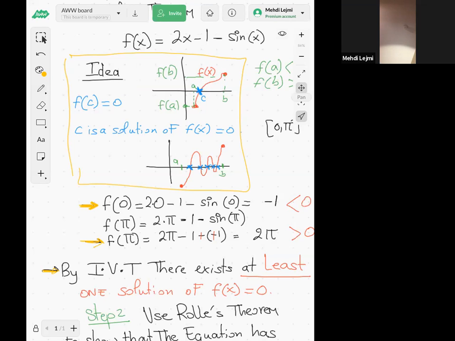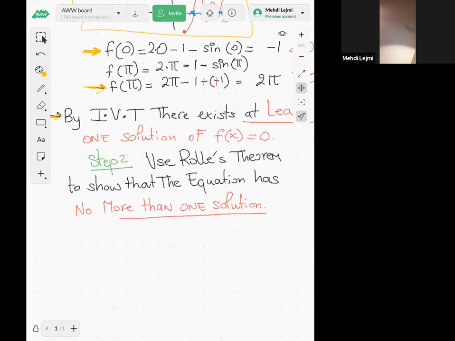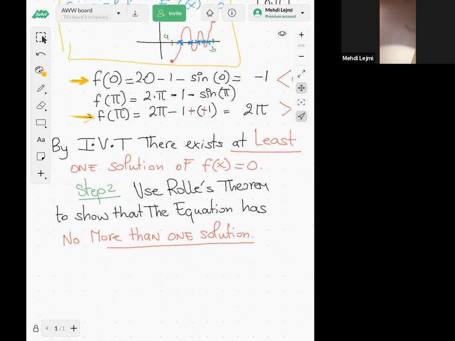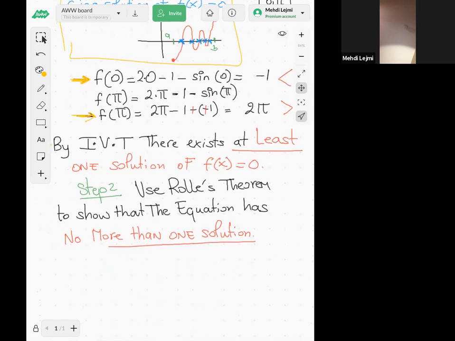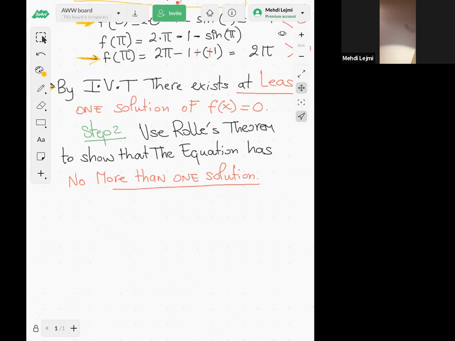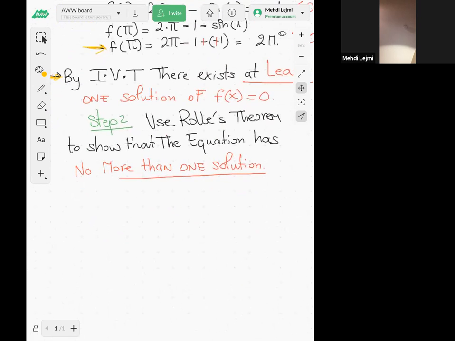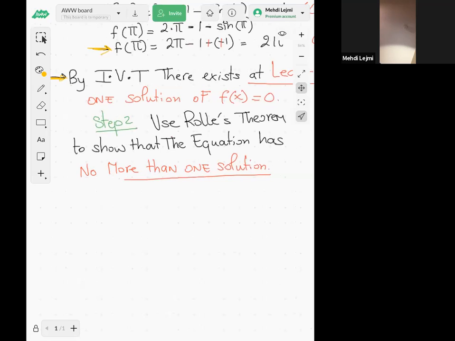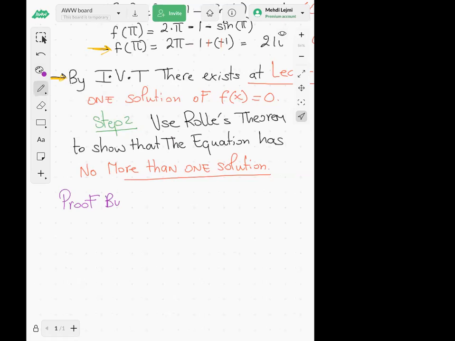Now, this is the second step. In the first step, using the intermediate value theorem, we proved that there is at least one solution. Now I'm going to show that there is no more than one solution. That's what we did last week. To prove that the equation has no more than one solution, we have to use a proof by contradiction.